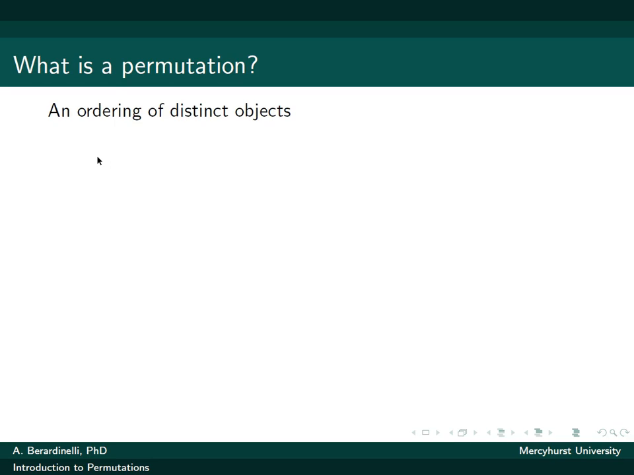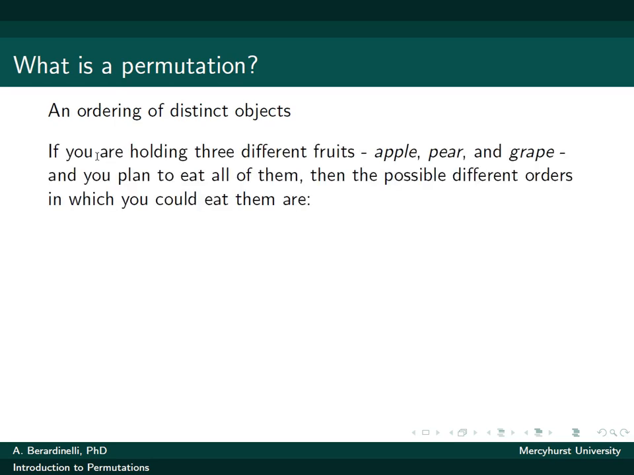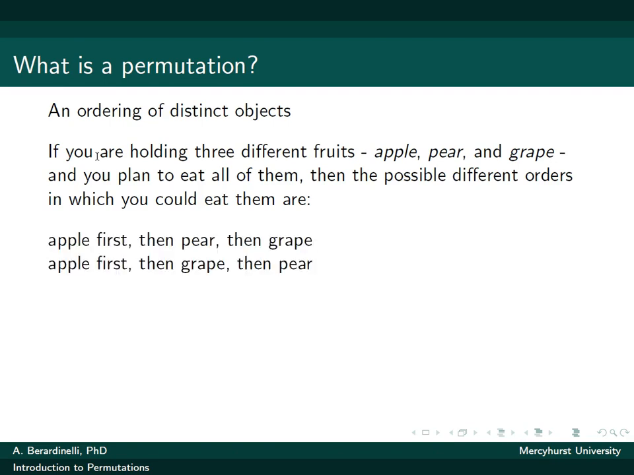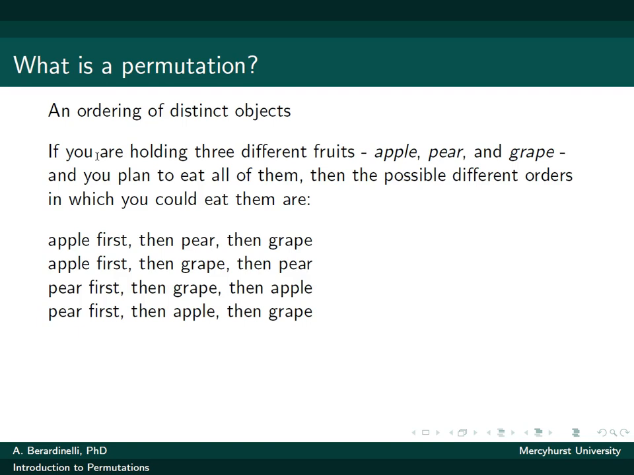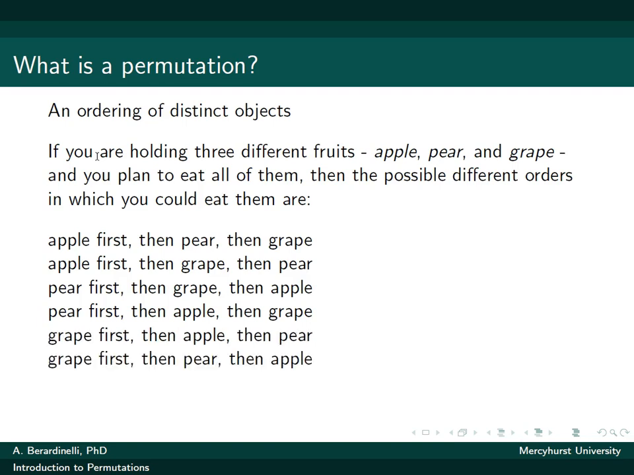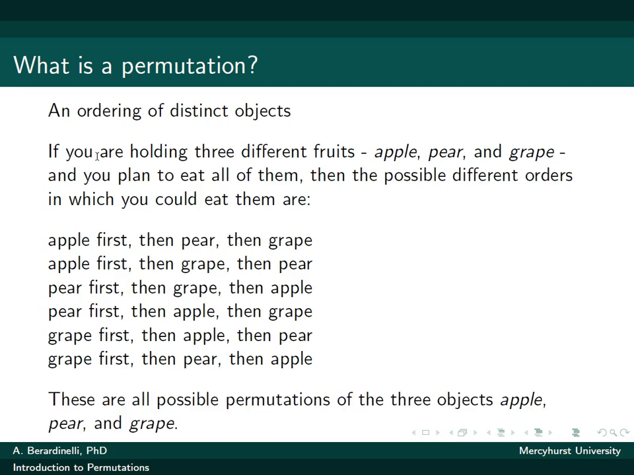It's simply an ordering of objects. And so if you want to think about the three fruits like apple, pear, and grape, and how many different orderings could you eat them? Well, you could eat the apple first, and then you have to decide, are you going to eat the pear next or the grape? Well, you could have eaten the pear first, and then you could go grape, then apple, or pear, apple, grape. These are just different orderings of the fruits. They're permutations of the fruits. You could have also eaten the grape first, and then you have to decide between the apple and the pear, and then eat the last one. So these are all possible permutations of the objects apple, pear, and grape.